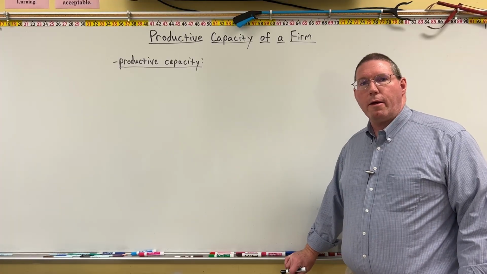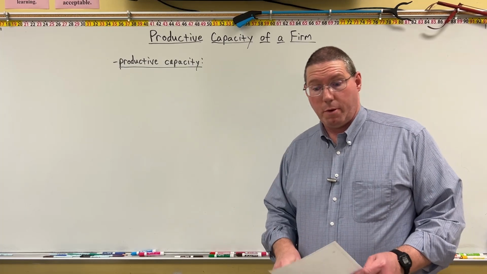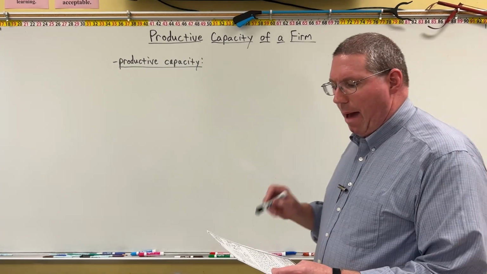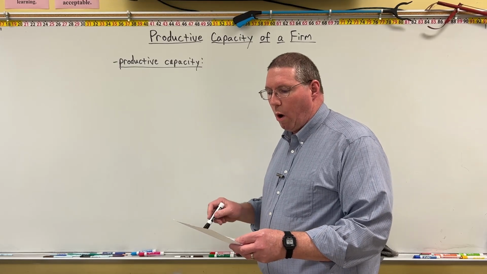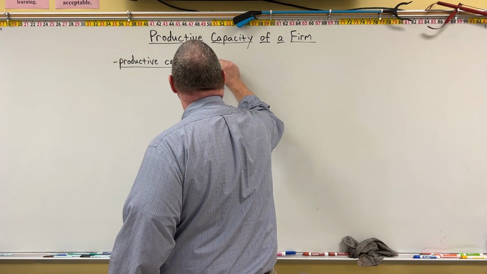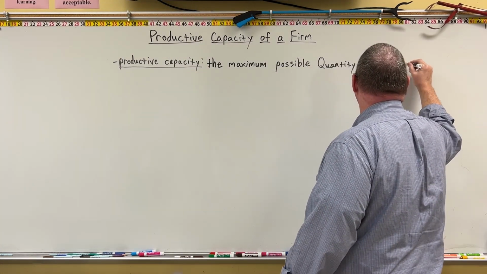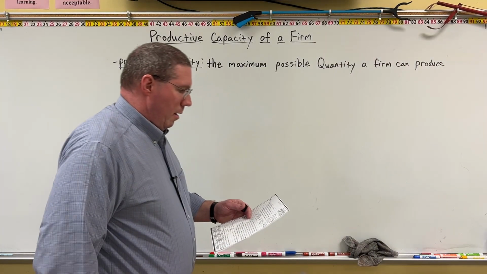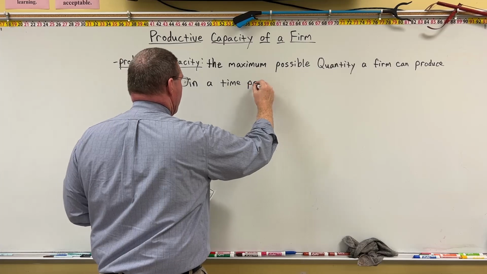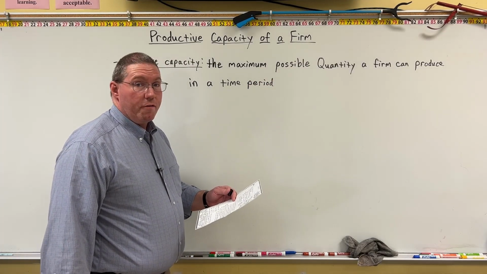So what we're going to talk about is a concept that I call productive capacity of a firm. Okay, let's start with a definition. Productive capacity is the maximum possible quantity a firm can produce in a time period under a fixed set of circumstances.